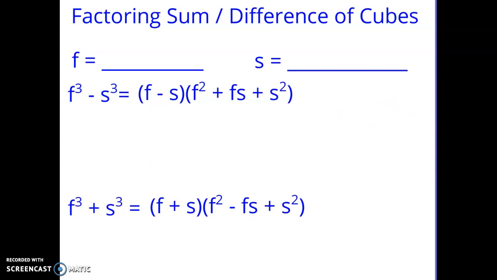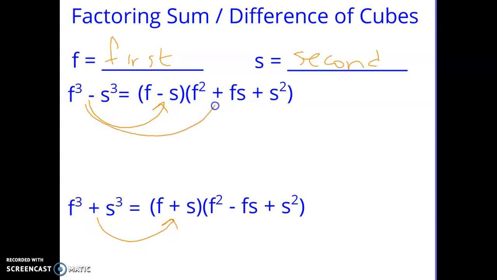All right, in my formula, just so you know what you're looking at, F stands for first, and S stands for second. So whatever that first term is, the thing that is cubed is going to be F. Whatever that second term is, the thing that is cubed is going to be S. All right, and to help you when we get ready to memorize it, notice that what's in the first parentheses is the same on both of them. What's in the second parentheses is the opposite. And then this last one is always a plus. So same, opposite, plus. Same, opposite, plus to help you remember when we get ready to memorize that formula.